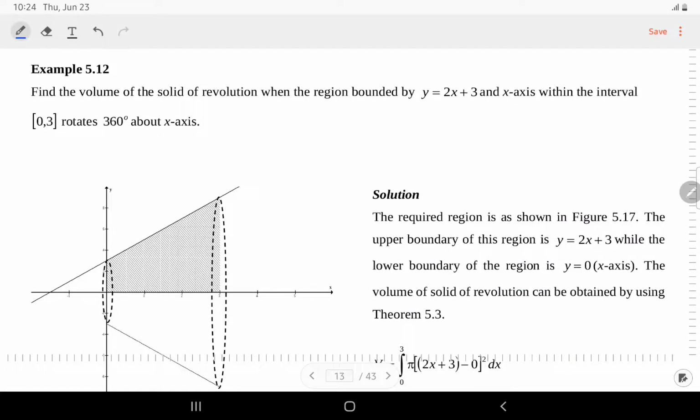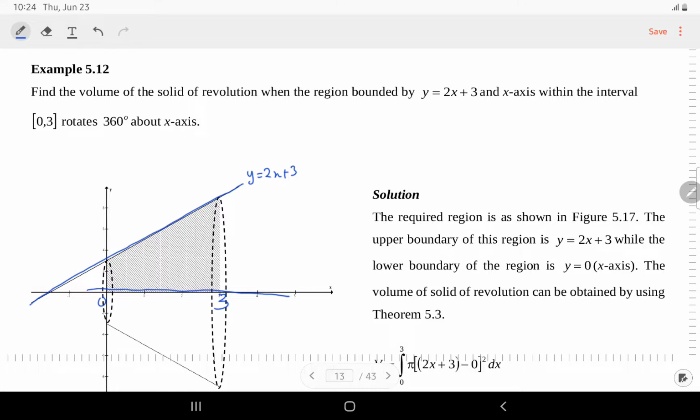So find the volume of solid of revolution when the region bounded by y equal to x plus 3. So this is the function where the equation of the function is y equals to x plus 3, and then it is bounded by x-axis dekat sini within interval 0, 3. So maksudnya dekat sini 0, dekat sini 3. And it rotates 360 about x-axis.